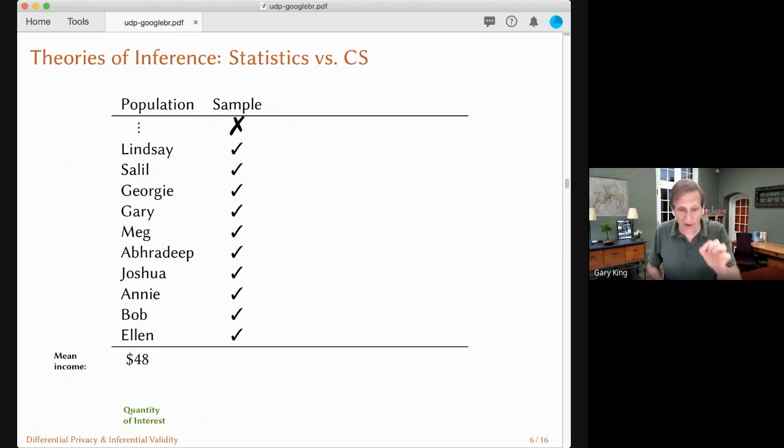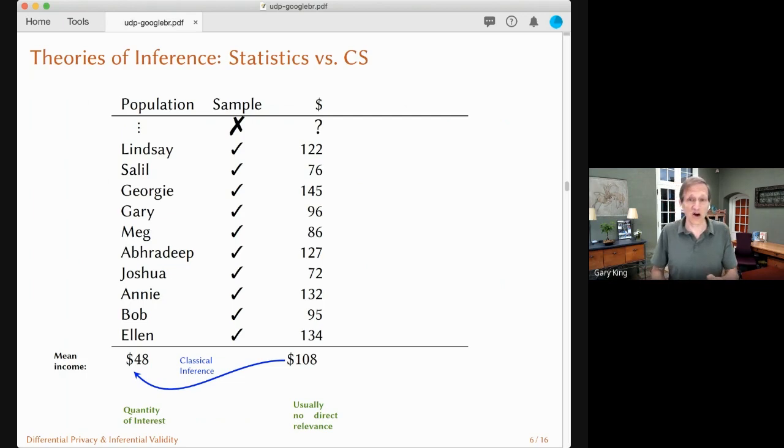Now, a sample to a statistician needs to be defined with considerable precision. It could be a simple random sample, a blocked random sample, a stratified random sample, a haphazard sample, whatever it is. We have to know exactly what the data generation process is. That's what the sample is. And then once we have a sample, we get data on only the people in the sample and not any of these people at the top, which are millions of others, presumably.